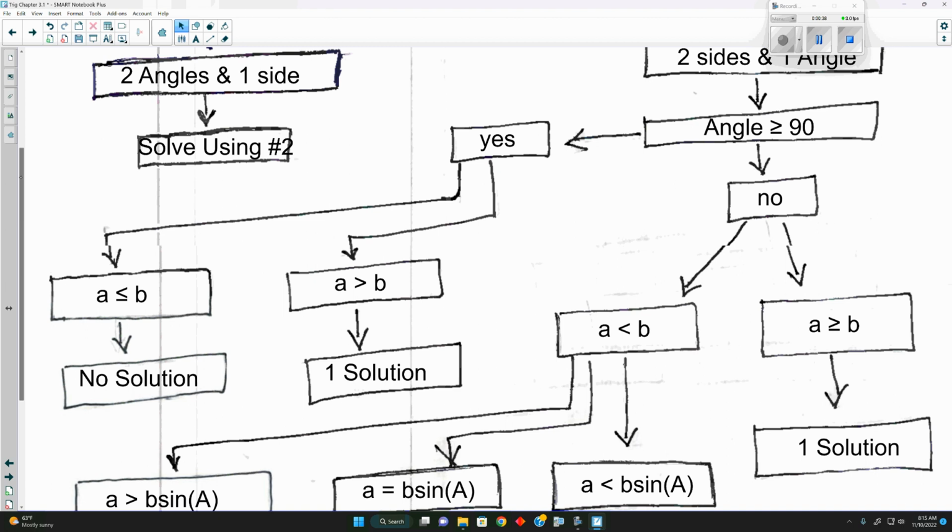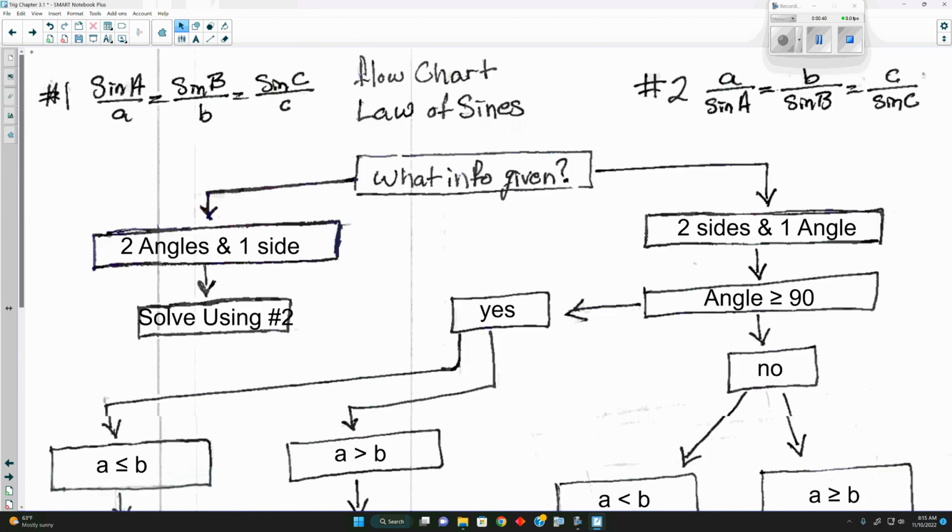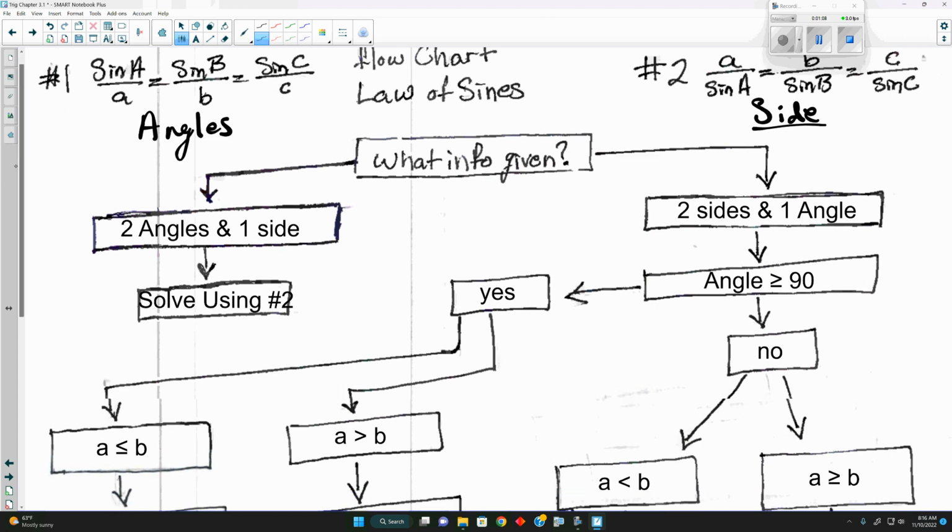Now, at the top, because I don't know if it included it on your printout, we do have number 1 and number 2. Number 2 is mainly used for solving side lengths, because if we're looking at side lengths, that's the one we're going to use. These are the exact same formula, they're just flipped. For number 2, all the side lengths are on top. For number 1, all the angles are on top. So this is mainly going to be used for solving angles.